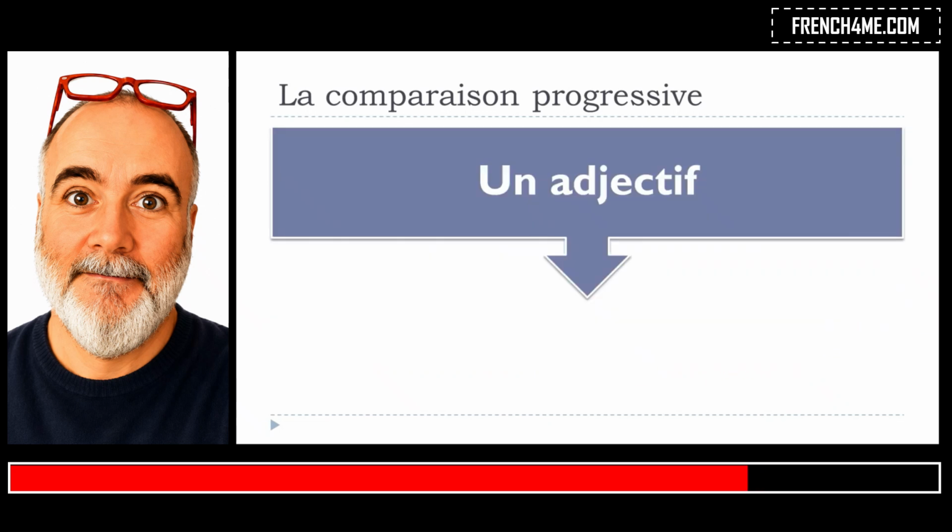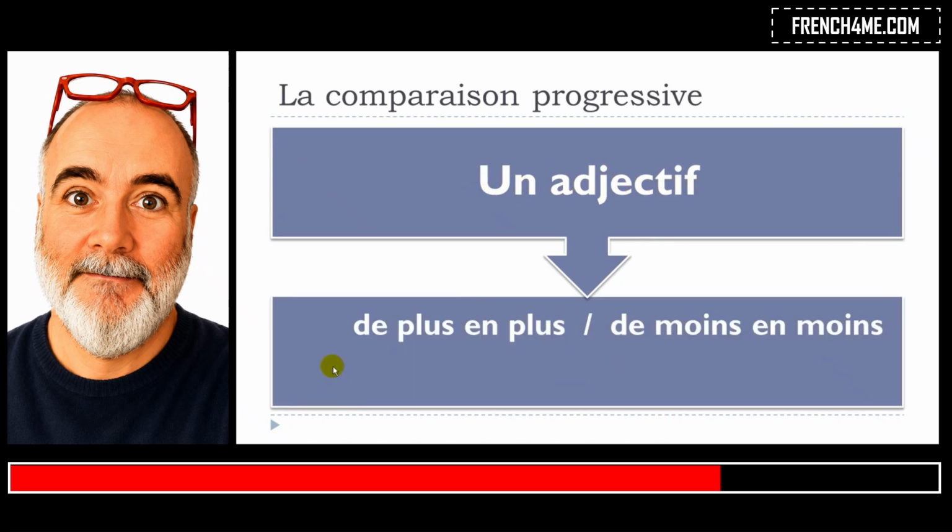So let's see now how to construct that if we want to combine it with un adjectif. Okay, so in that case it will be quite simple. You will need to use this de plus en plus, so basically you make the liaison de plus en plus. Okay, and then here de moins en moins, but then you make the liaison de moins en moins.